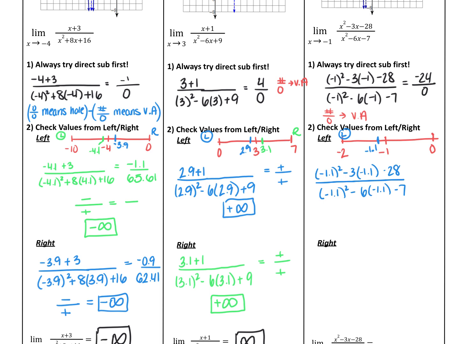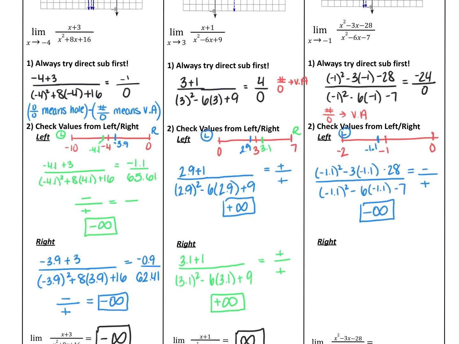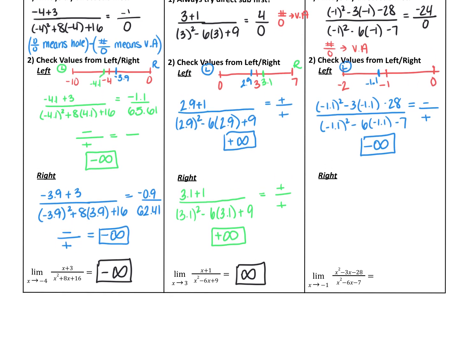Okay, so my numerator was negative, my denominator was positive, therefore a negative divided by a positive is negative. So the left side goes to negative infinity. So now we're going to do the same thing from the right. So let's go ahead, here's my right side. I'm going to try maybe negative 0.9, which is really close from the right. So again, negative 0.9 squared minus 3 times negative 0.9 minus 28, all over negative 0.9 squared minus 6 times negative 0.9, and then minus 7.